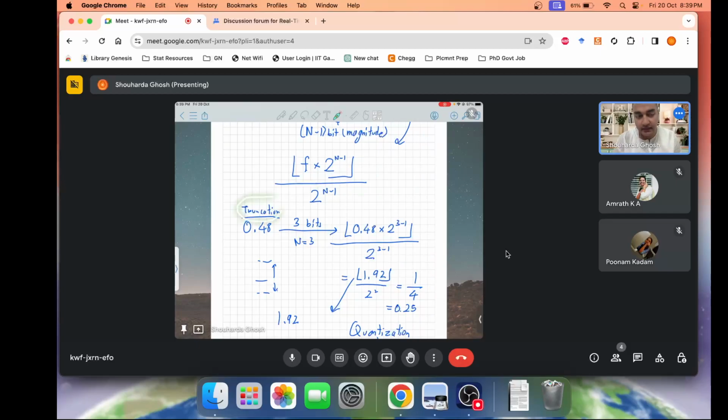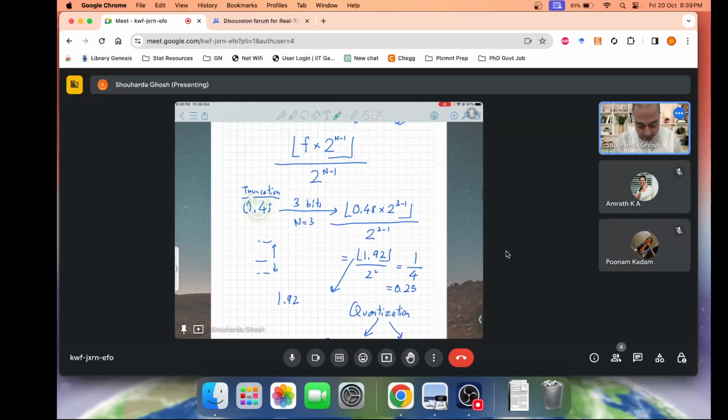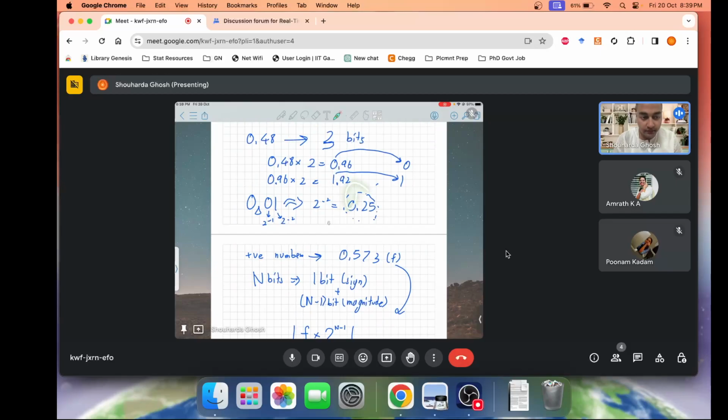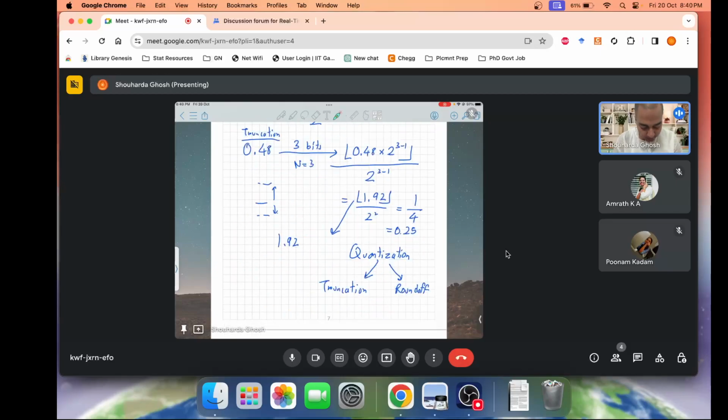In fact, whatever performance you can achieve using, let's say, 5 bits of rounding can be achieved using, let's say, 7 bits of truncation. So let's say I have 0.48 and I want to truncate it to 3 bits, so 0.48 into 2 to the power 3 minus 1. Now I find the floor function. If it's 1.92, I take 1 and divide by 2 to the power n minus 1, 1 by 4, so 0.25. Fine. That is quantization, truncation and round off.